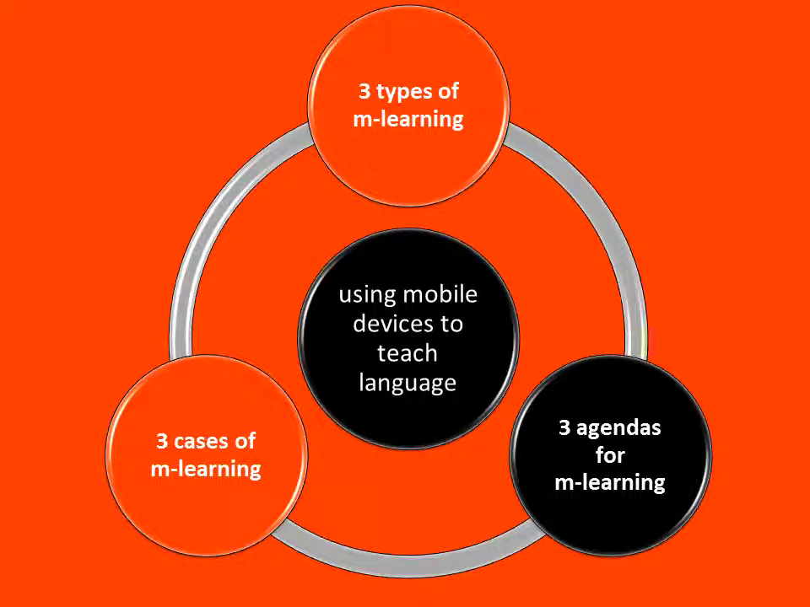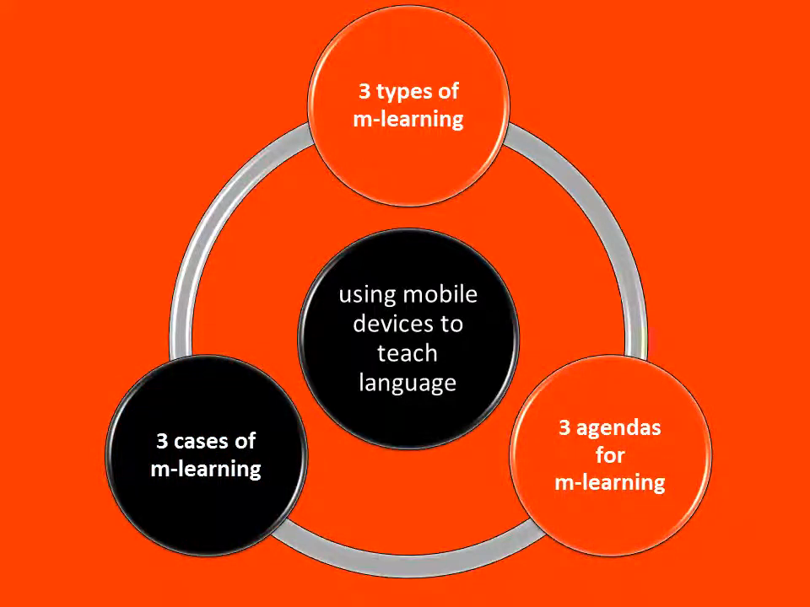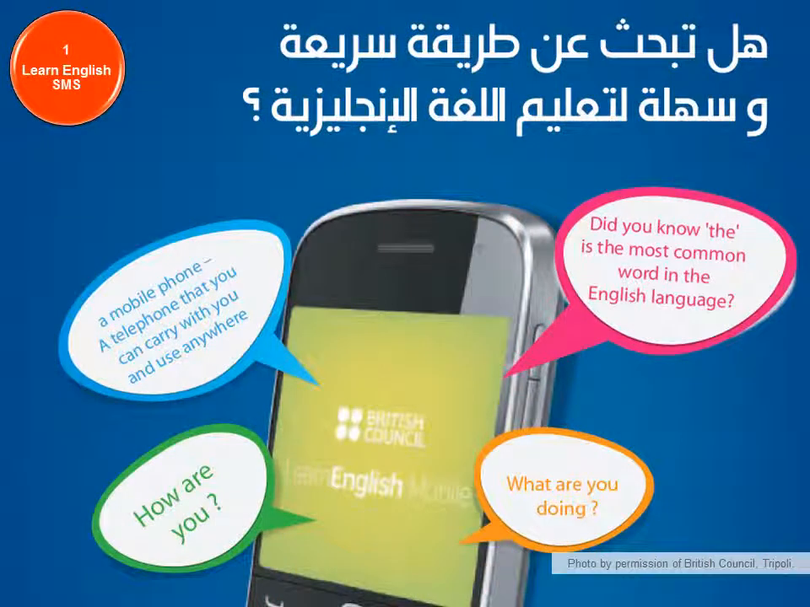So, we've now looked at 3 agendas for mobile learning and what they mean in terms of affordability and affordances. Let's now turn to 3 case studies of mobile English language learning projects so that we can see how the 3 types of mobile learning and the 3 agendas for mobile learning look when they are put into practice in different contexts. We'll start with the Learn English SMS project in North Africa.